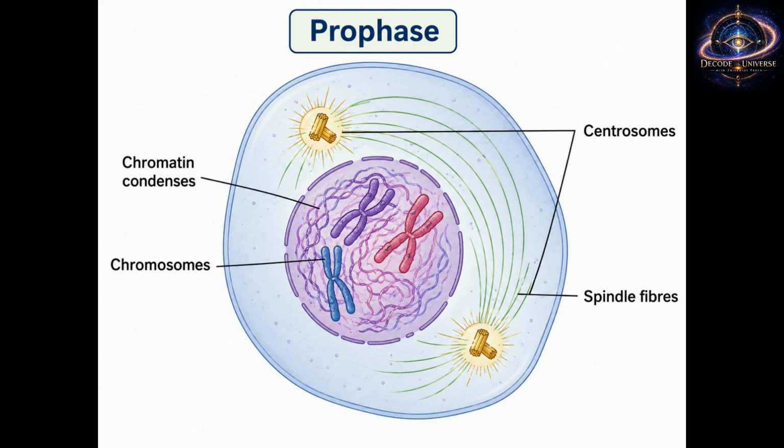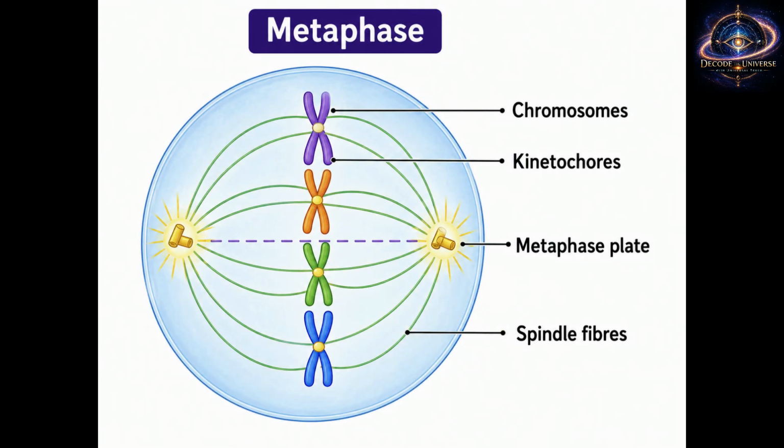Mitosis has 2 main parts. Karyokinesis, division of nucleus. Cytokinesis, division of cytoplasm. Stages of mitosis. 1. Prophase. Chromatin condenses and becomes visible chromosomes. Each chromosome has 2 sister chromatids joined at the centromere. Centrosomes move to opposite poles and spindle fibers form. Easy memory: prophase equals packing phase. DNA threads become thick chromosome packets.